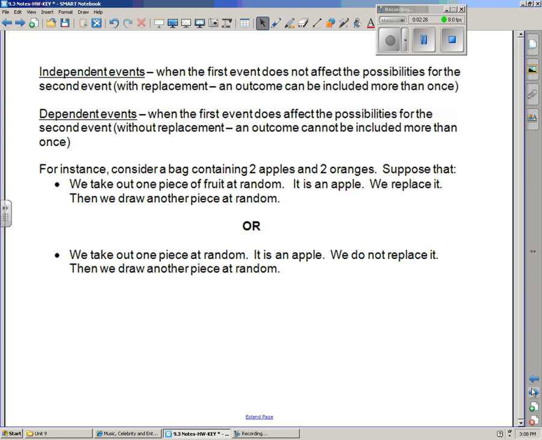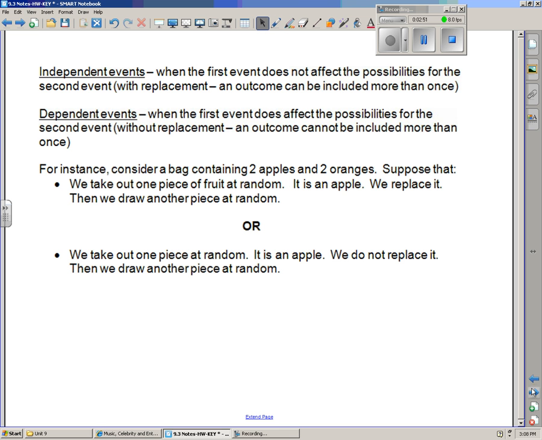If it's a dependent event, it's when the first event does affect the possibility for the second event. It's like without replacement. And here we talked about the Powerball game. So in Powerball, you've got one thing with a whole bunch of numbers in it, and as you start pulling out numbers from this jar, once you start pulling these numbers out, you don't put them back in. So you can't pick that number again for the second time.